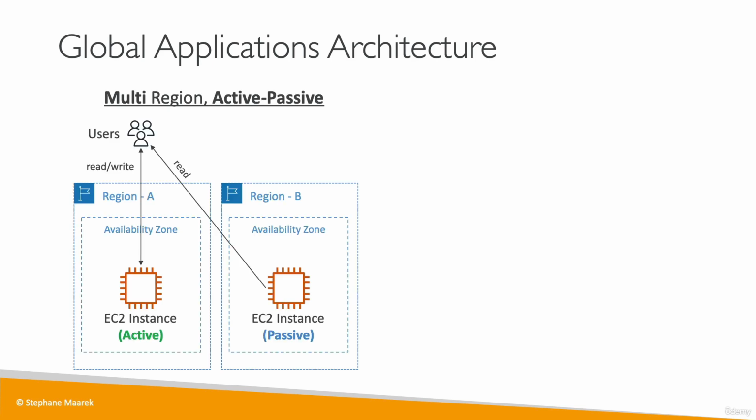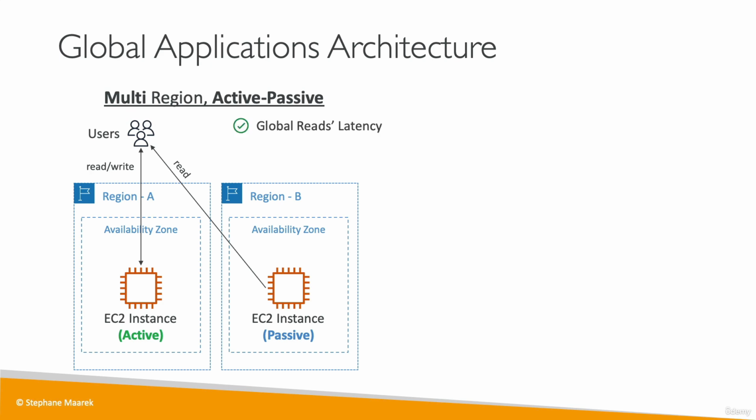Next, we have a multi-region called active-passive. And remember that term. So active-passive means that we have two regions. Each region has one or multiple AZ. And in one region, our EC2 instances are going to be active, or our application is going to be active. That means that our users, wherever they are in the world, can do reads and writes to our EC2 instance in the active region. And the other EC2 instance is passive. That means that there is data replication between the active region and the passive region. And possibly the users can do reads from the passive region, but they cannot do writes to the passive region. That's why it's called active-passive.